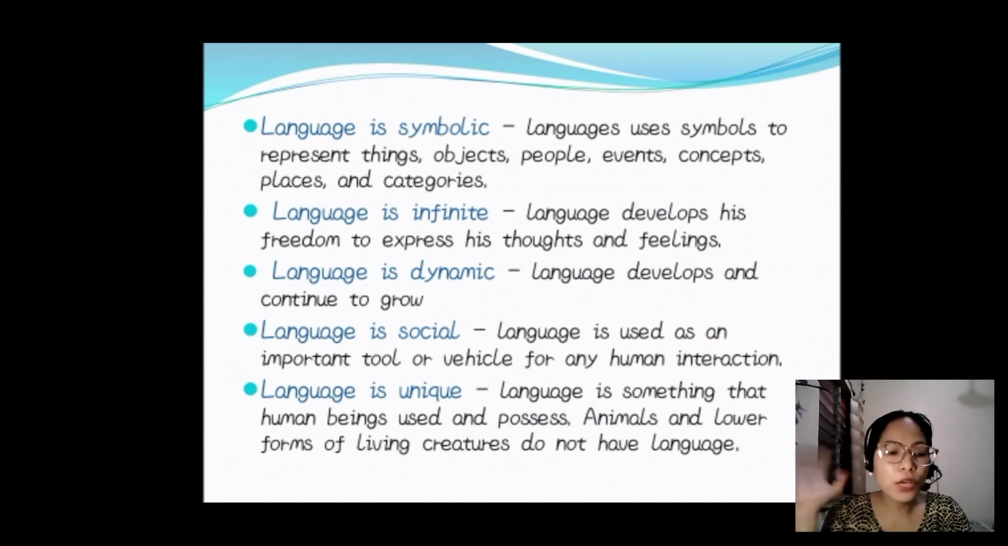Next, we have language is infinite. Language develops freedom to express thoughts and feelings. Language can really be infinite.